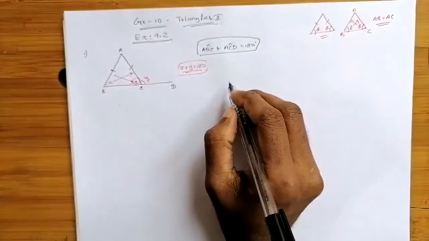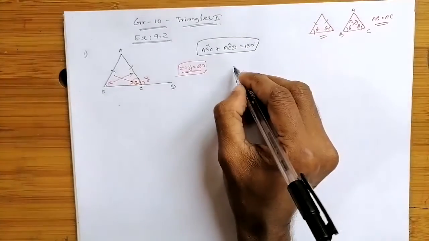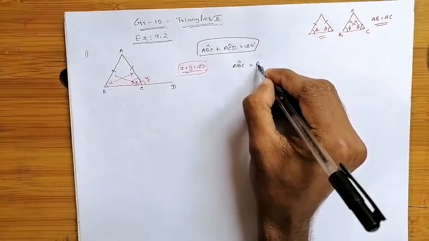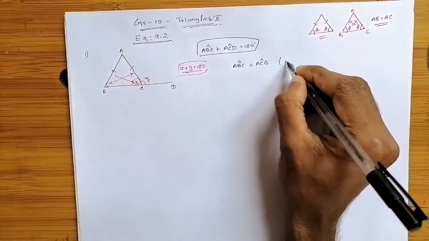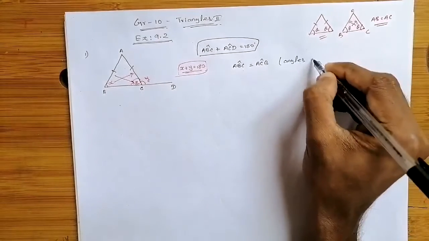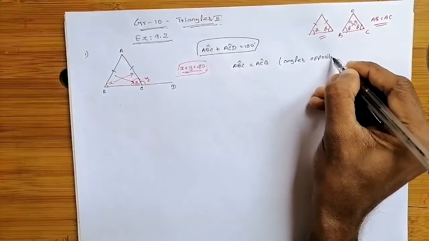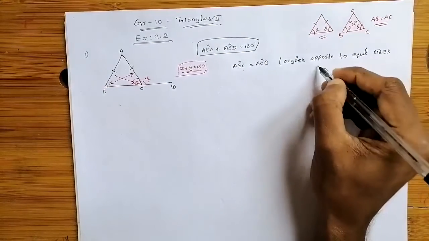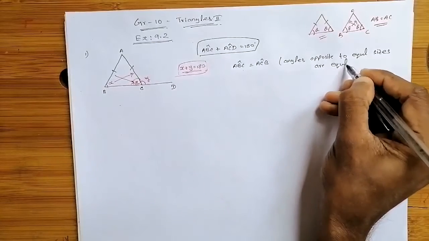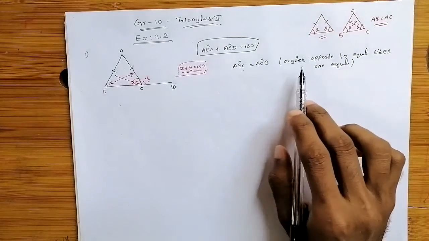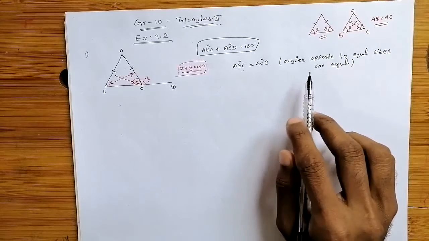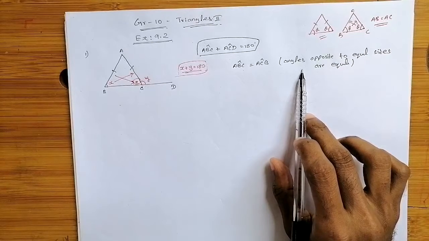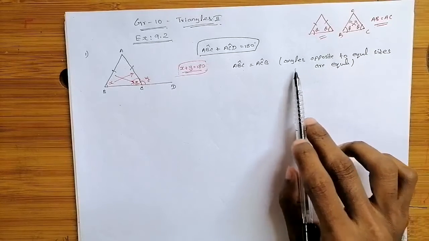So first step, we need to write for the answer: angle ABC is equal to angle ACB, because angles opposite to equal sides are equal. You need to write the entire theorem with the particular terms. Without the particular terms, the theory is not complete. You need to write it in full form.